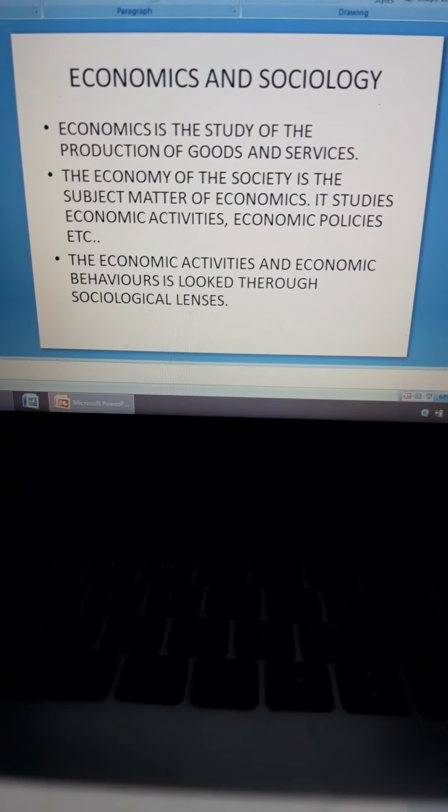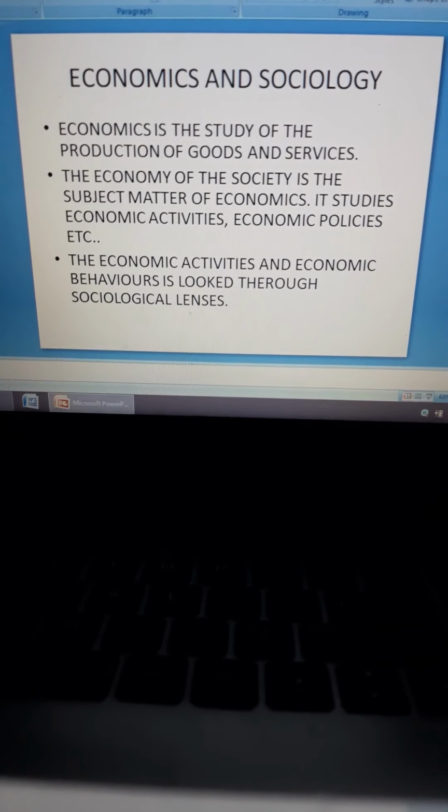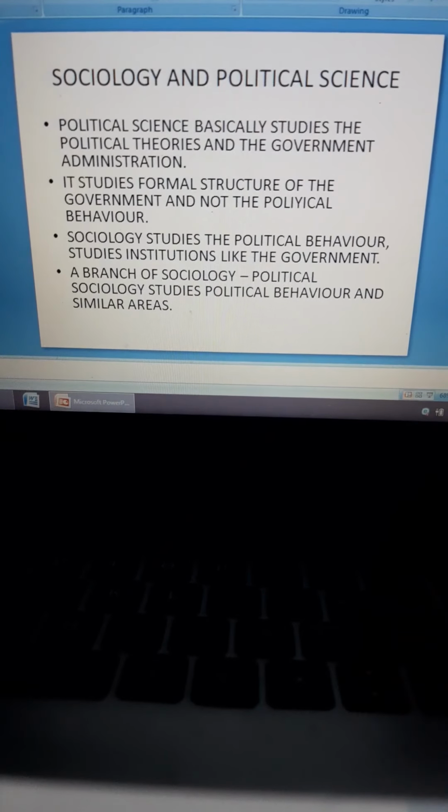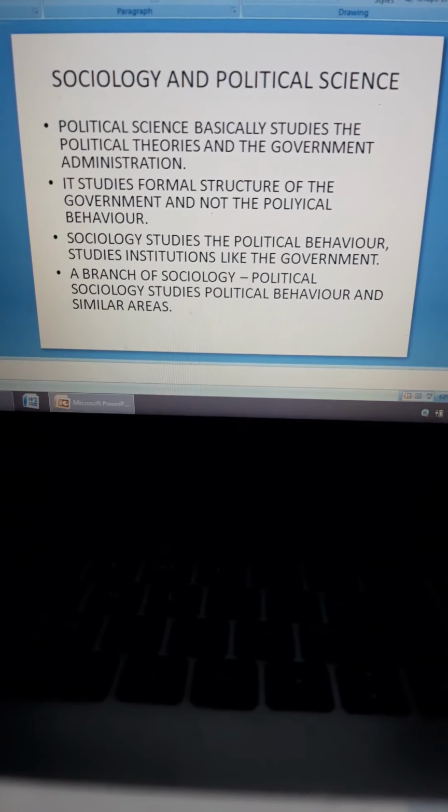Sociology, on the other hand, sees how people behave in an economic firm, in an industry, in a factory, which works for the upliftment and economic development of the country. The behavior people show, the norms, the values, the rules, regulations, the interest of the workers, the personal relationships, all of this is studied by sociology.